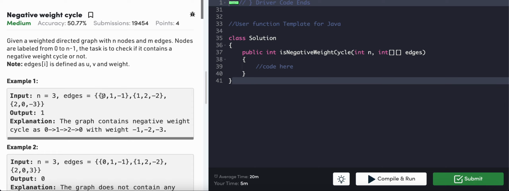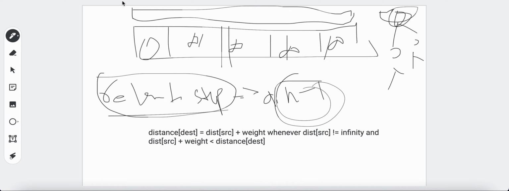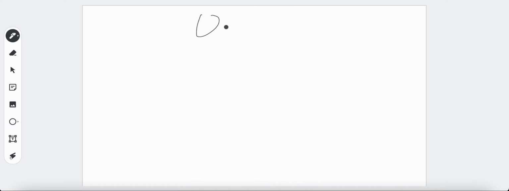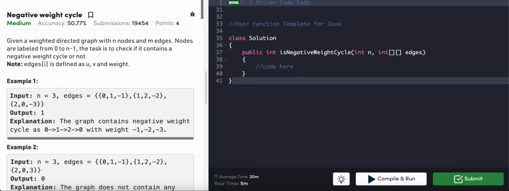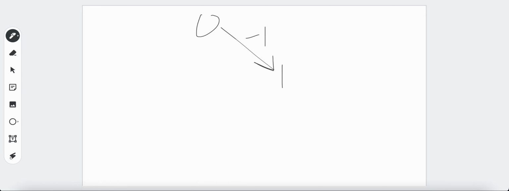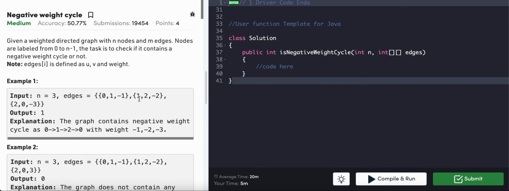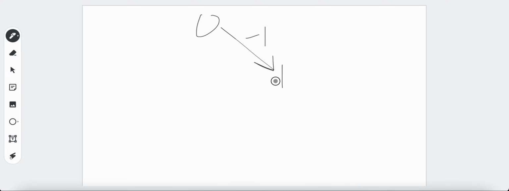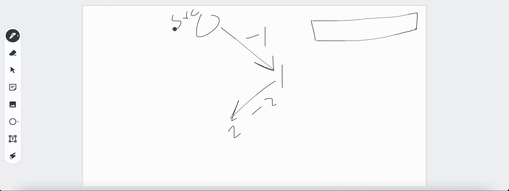We have an edge from 0 to 1, and its weight is minus 1. Now we have another edge from 1 to 2, and its weight is minus 2. So we will have the distance array. Let's consider this as the source and start our operation from it, and say that this is the destination. So this will be 0 and the rest will be infinity, because there are only 3 nodes.